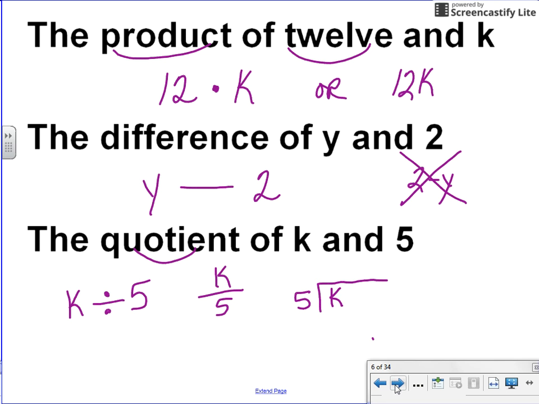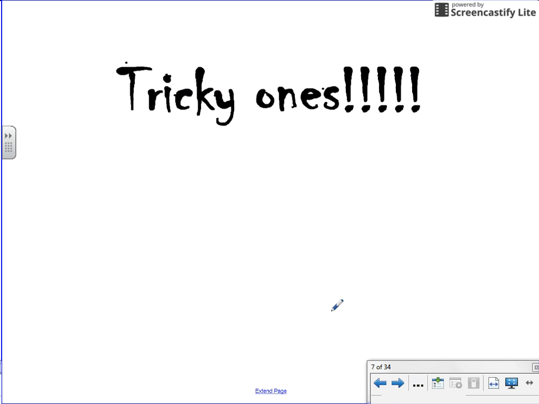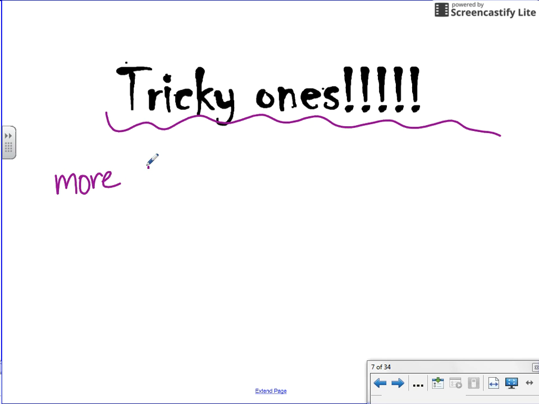Alrighty, quotient means division. Now, I need you to grab your pencil again and write down, I really want you to write down tricky ones, because we have 2 of them, and we have to be very careful when we translate these into algebraic terminology or symbolism. The tricky ones are these 2. More than and less than.